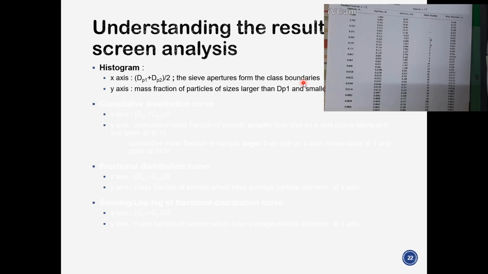If you remember from statistics, what is actually a histogram? A histogram is a little different from a typical bar graph. A bar graph gives you bars which have equal widths. A histogram is not like that. A histogram has classes and class boundaries. If you have any problem with this, revisit any statistics book or go to Wikipedia and look up what class boundaries are. For our purposes, our x-axis will have the class boundaries and the y-axis will have the mass fraction of particles which have sizes larger than dp1 and smaller than dp2. Let's see what that means.